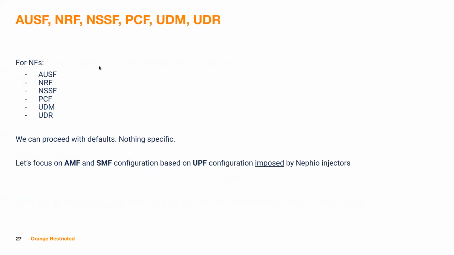In fact, most of them do not have such specialties, so we can keep those listed network functions as they are without any changes. We will proceed with AMF and SMF because the configuration of those two is imposed by the Nephio injectors, or by the configuration of UPF, which is done in the specialization phase, if you want to say.